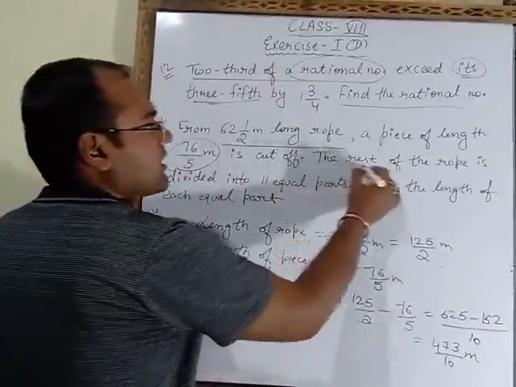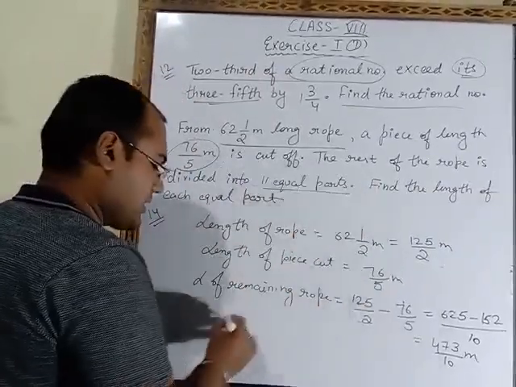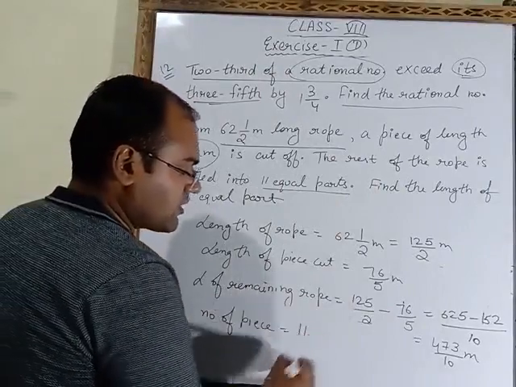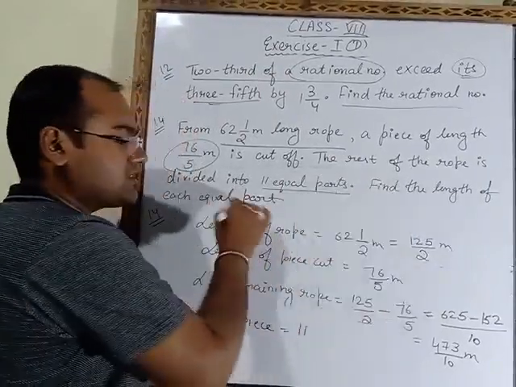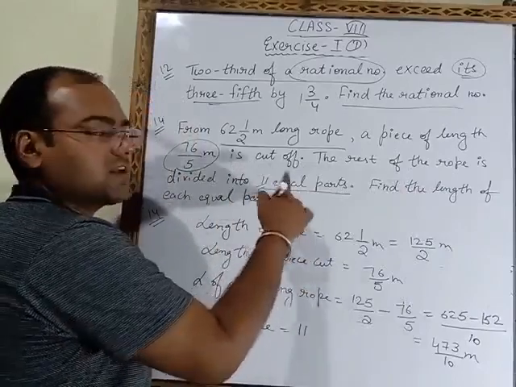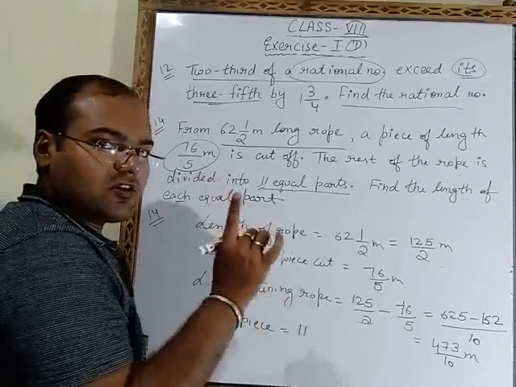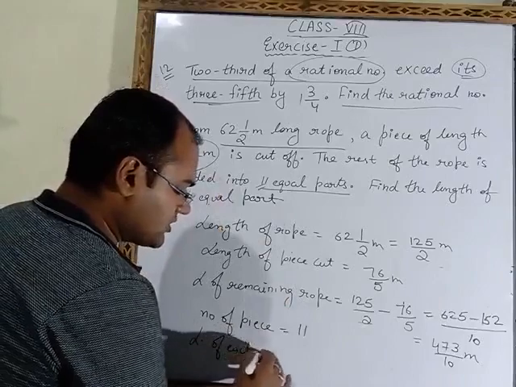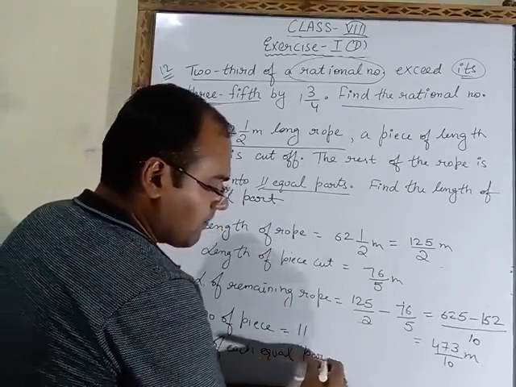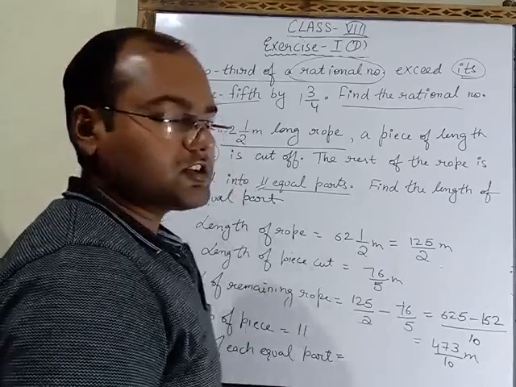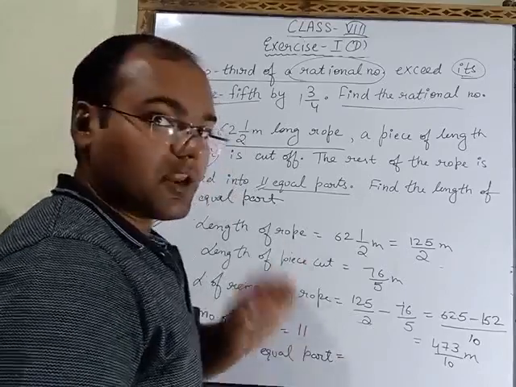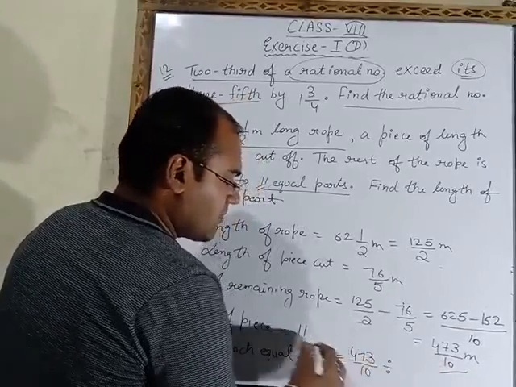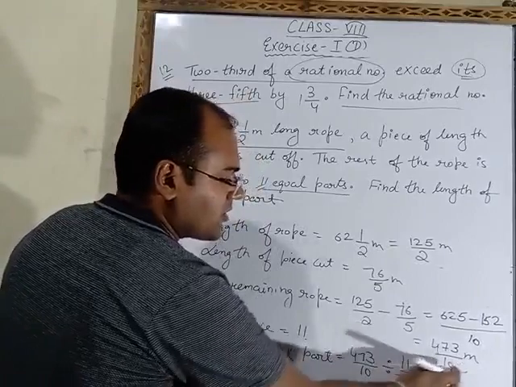Now he said the rest of the rope is divided into 11 equal parts. So the number of pieces is now 11. Now we have to find the length of each equal part. Each means 1. For 1 what do we have to do? We have to divide. So you will write: length of each equal part is, which rope did we divide into 11 parts? The remaining rope. Its length is 473 upon 10, divided by the number of pieces, 11 upon 1.